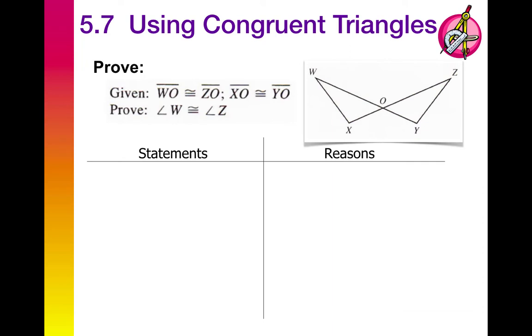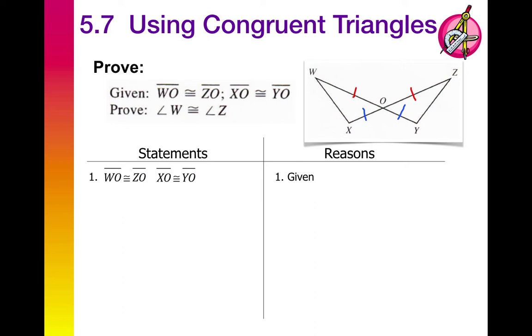So let's take a look at a problem here with this figure. We know that we have WO is congruent to ZO, and we know that XO is congruent to YO. So we want to show that the third angle here is congruent to this, or this angle is congruent to that angle. W is congruent to Z.